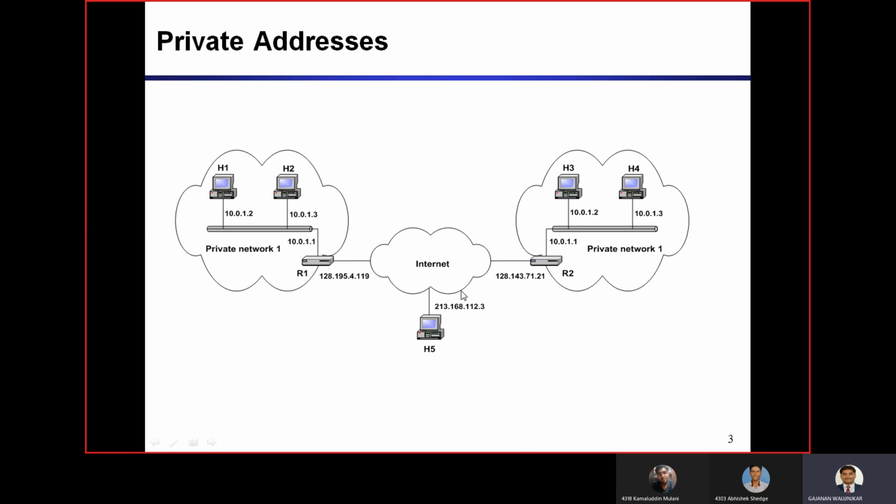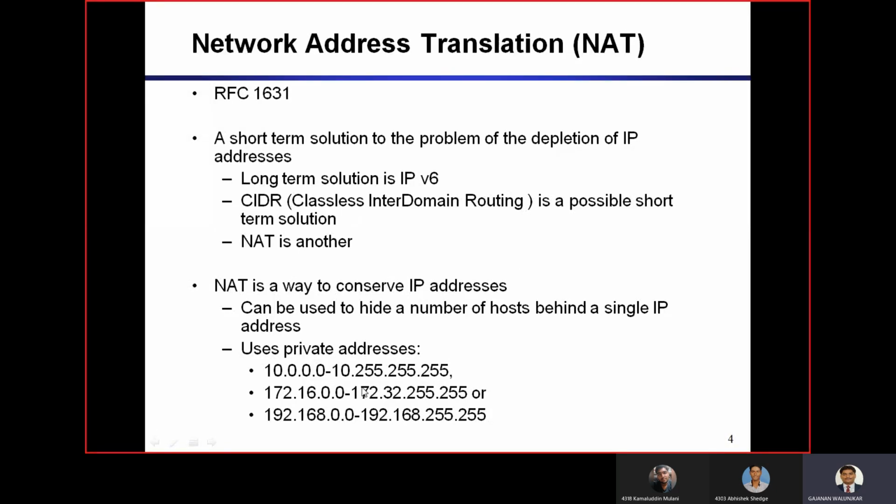Now on the internet, 128.195.4.119 and 143.71.21 are the public IP addresses on this particular WAN for their communication, right? Network address translation is a short-term solution to the problem of the depletion of IP addresses. The long-term solution is to use IPv6, where a maximum range of IP addresses is available. But NAT is another solution. Network address translation is a way to conserve IP addresses, that is, the same public IP address can be used in a different fashion for particular private IP addresses. That is also possible, and we'll see it in due course of this explanation.